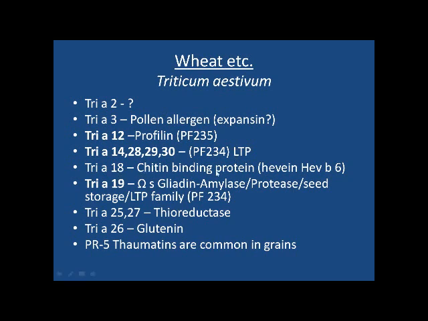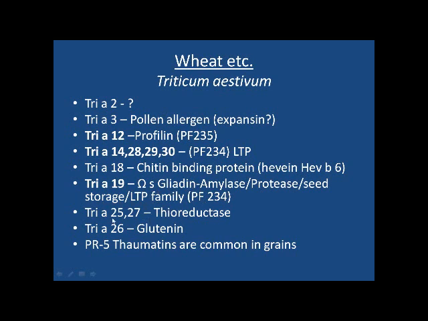Tri a 18 is a chitin-binding protein, very similar to hevein, the major allergen of latex, Hev b 6. And Tri a 19 is kind of interesting. That's your omega-5 gliadin, and that's actually an amylase protease inhibitor seed storage lipid transfer protein. So here it is again.